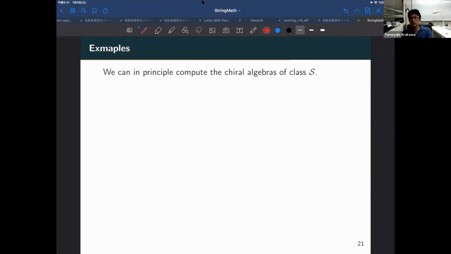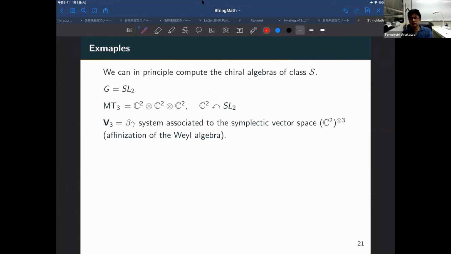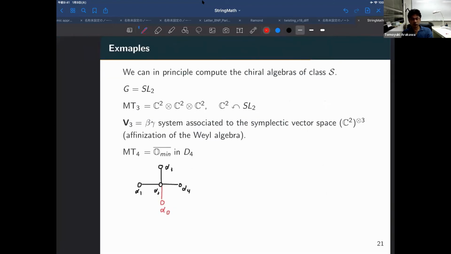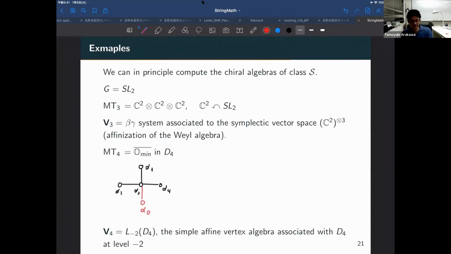And we can, in principle, compute the chiral algebra of class S, although it's a heavy computation. And for SL2, I just show you the result. The MT3 is just C2 tensor 3. But MT4 is a singular variety, which is a minimal nilpotent closure. And the corresponding VOA is a simple affine vertex operator algebra.